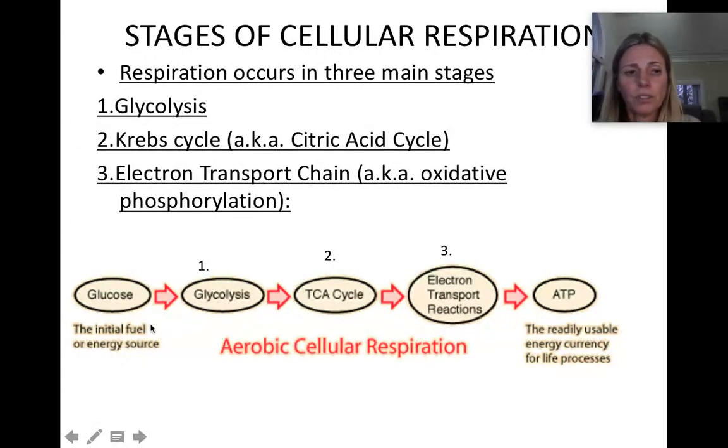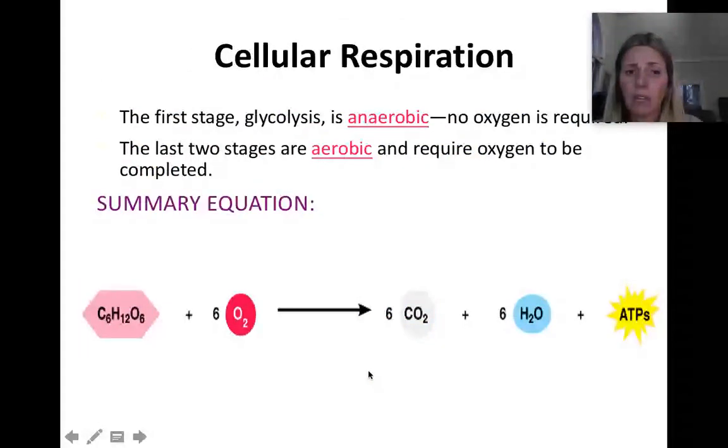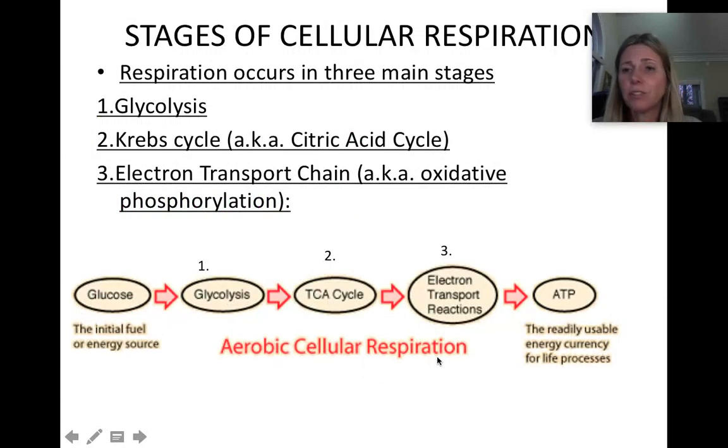All right, so this is the initial fuel source. We're going to keep it simple. We're going to use glucose. It could be proteins or fats, but we're just going to use glucose. Here's our first step, glycolysis. Our TCA, which is the citric acid cycle, and then our electron transport chain. And this is going to give us our ATP. This is all aerobic cellular respiration. So going back, this whole process is what we're going to go into, but remember, it has three steps. Even though I said one chemical reaction, there's actually three steps to that chemical reaction.